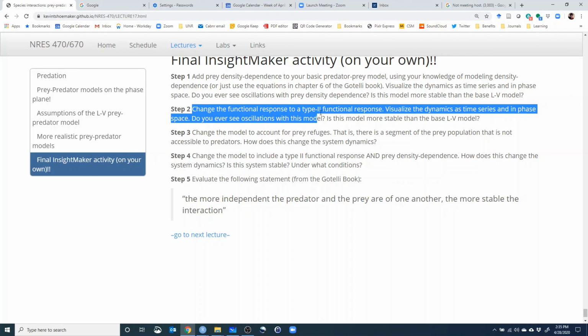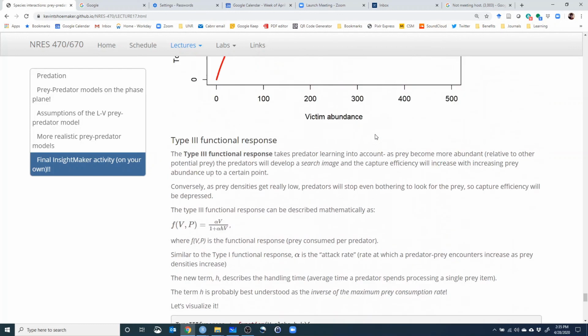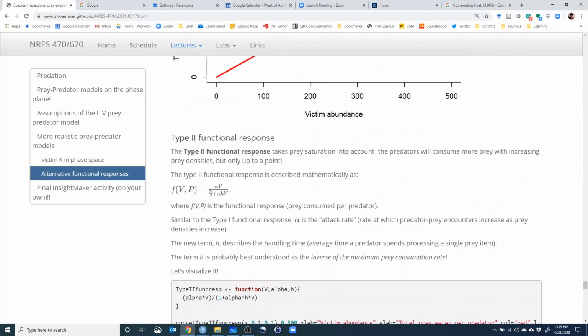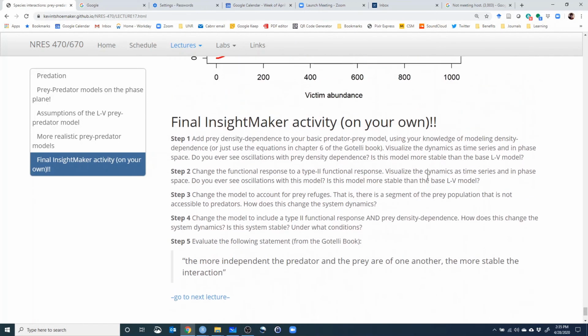Then I encourage you to change the functional response. Change it to a type 2 functional response. Use the equation from the lecture just above, the type 2 functional response equation, and try to implement that in Insight Maker and see if we can get that instability of the Lotka-Volterra model with the type 2 functional response. See if that makes sense.